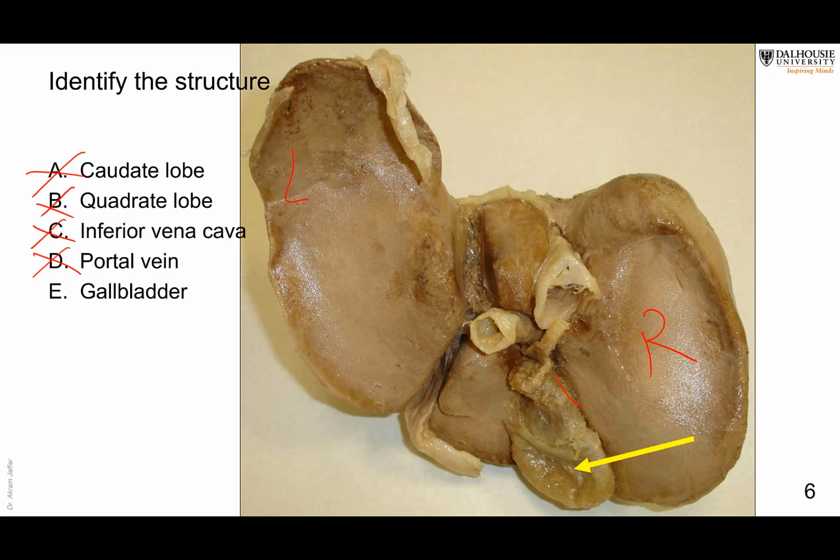So this is the gallbladder. Here's the fundus of the gallbladder, and you can see here it gives rise to a cystic duct. The cystic duct will join the common hepatic duct to form the common bile duct. So this is the gallbladder. It is where bile is concentrated and stored.